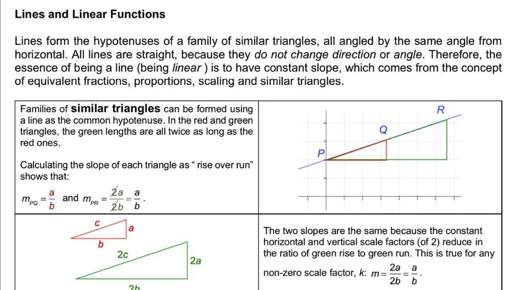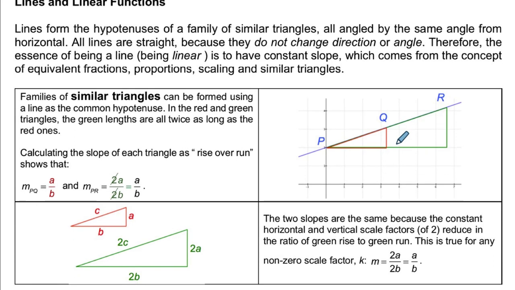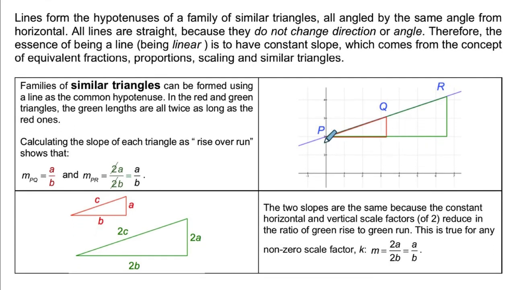The last property of functions and graphs that we will look at now is really not a property of a function, but it is a function, a linear function. When we have a line, we can form hypotenuses of a family of similar triangles. And those similar triangles have height to base ratios that are in proportion, that are equivalent fractions. And so this is the fundamental concept or the essence of being a line, being linear, line-like.